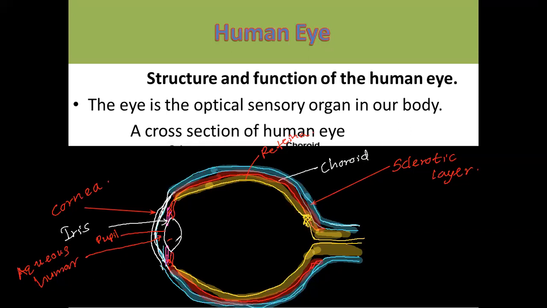Lens. And ciliary muscles. The lens is connected by this red color part. These are called ciliary muscles. And this is the vitreous humor. This is aqueous humor. This is vitreous humor.